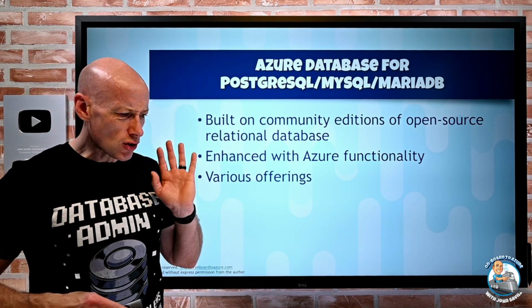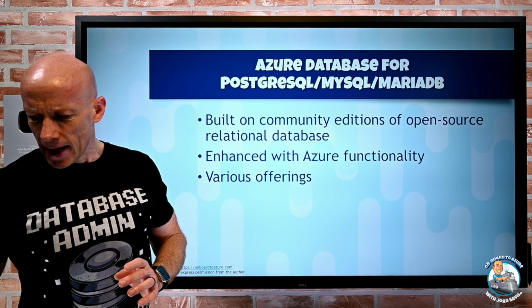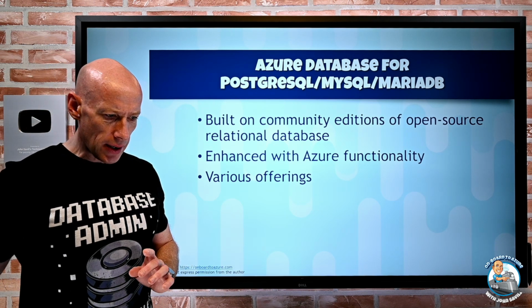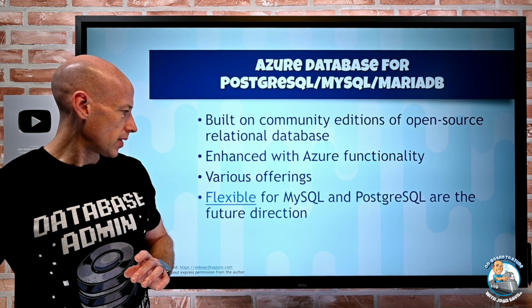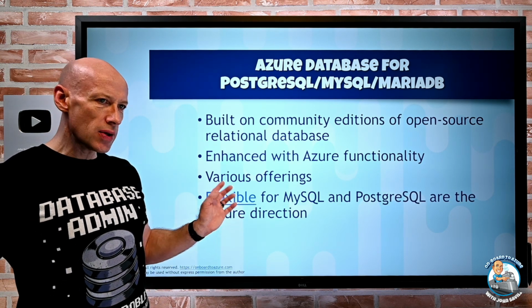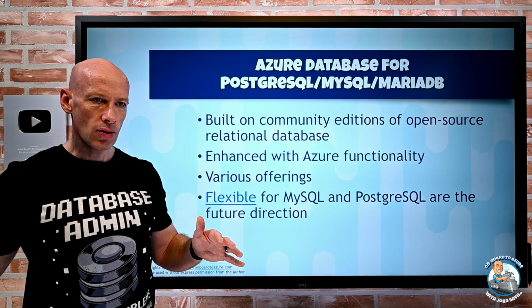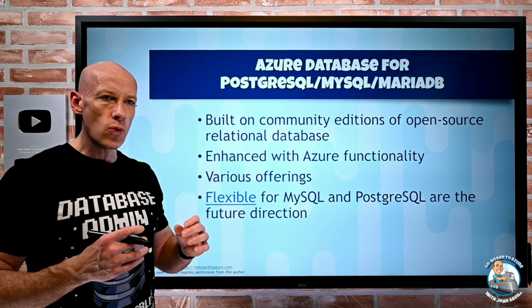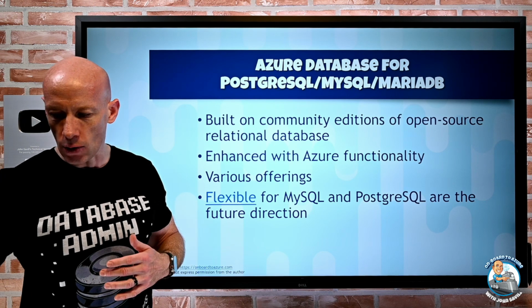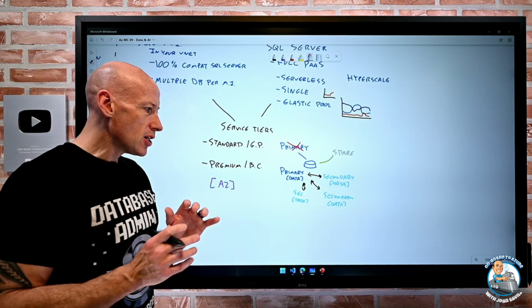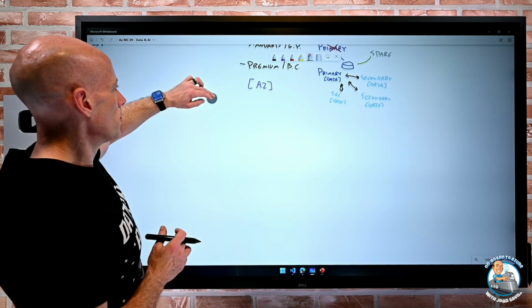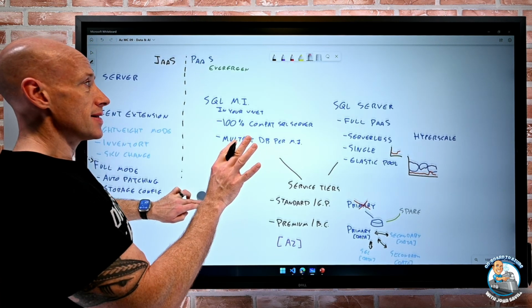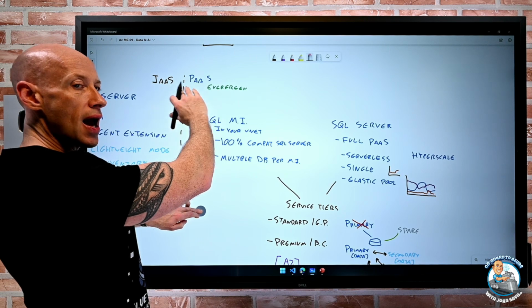But there are various offerings around these. And so I want to quickly talk about what a couple of those are. So flexible. Flexible is a big direction for what's happening with both Postgres and the MySQL offering. So if we shift for a second, so this is still PaaS. So these are still considered evergreen.